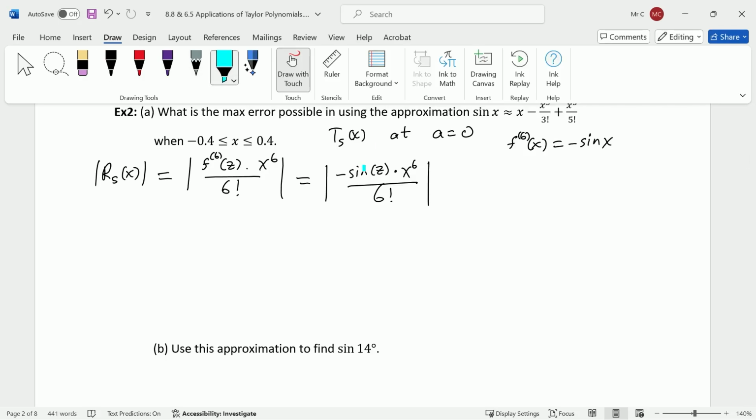So when I look here, I look at negative sine of z, and I know that sine is always less than or equal to 1. Which tells me that when I take the absolute value of this whole thing, it's always going to be less than or equal to 1 times x to the 6th over 6 factorial. But of course, these terms are all positive. So this is x to the 6th over 6 factorial, which is 720, I believe.